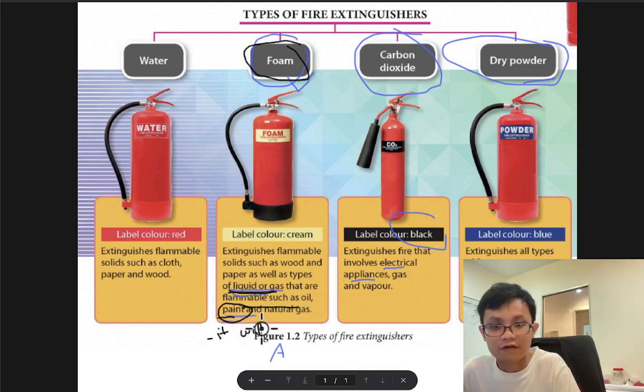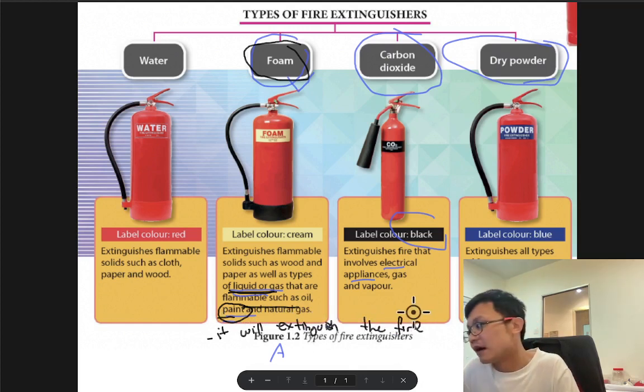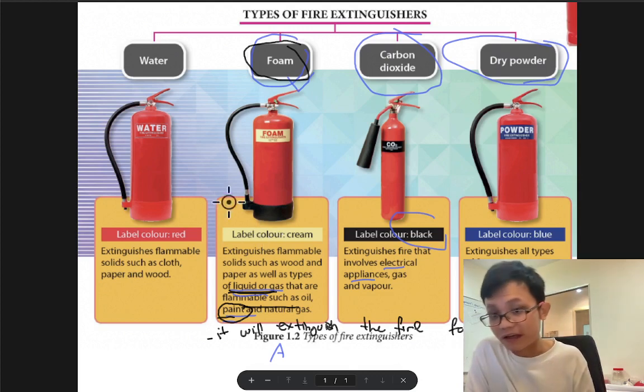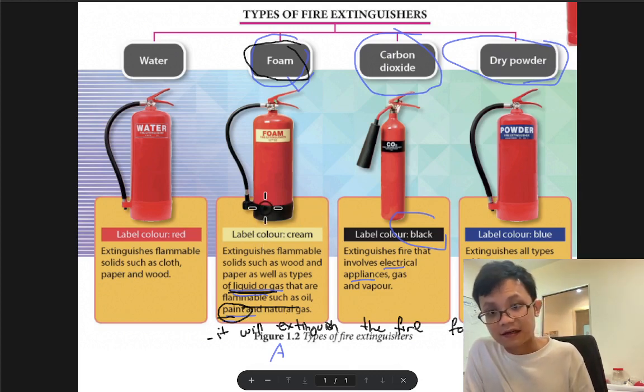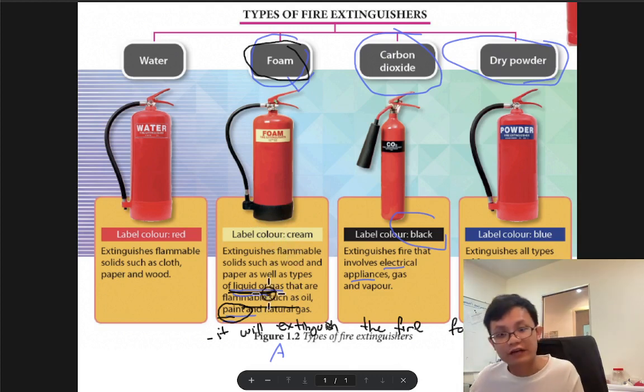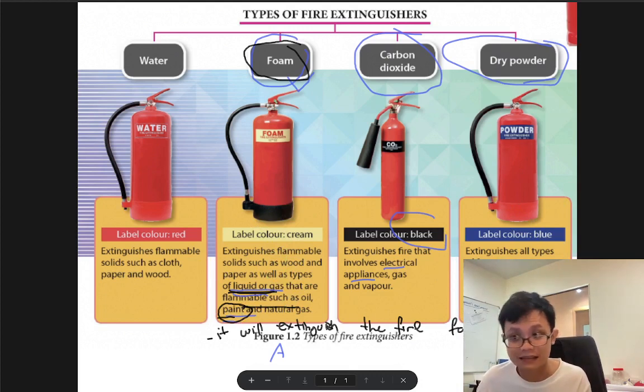it will extinguish the fire faster, or I just put more effective. Okay, so I just say that the foam is more effective to extinguish fire against liquid such as paint. Of course, you can use powder also, but it's not so fast or not so effective. The foam will be more effective.